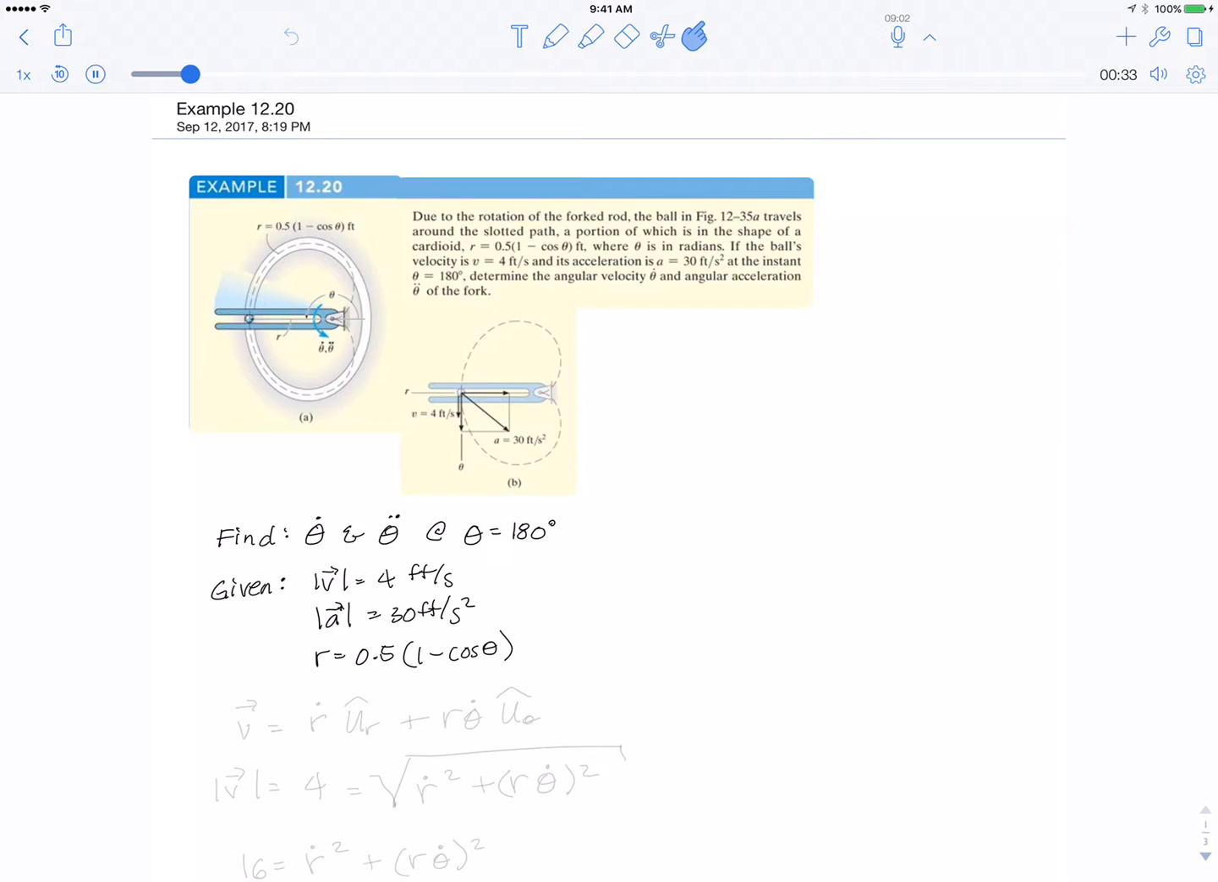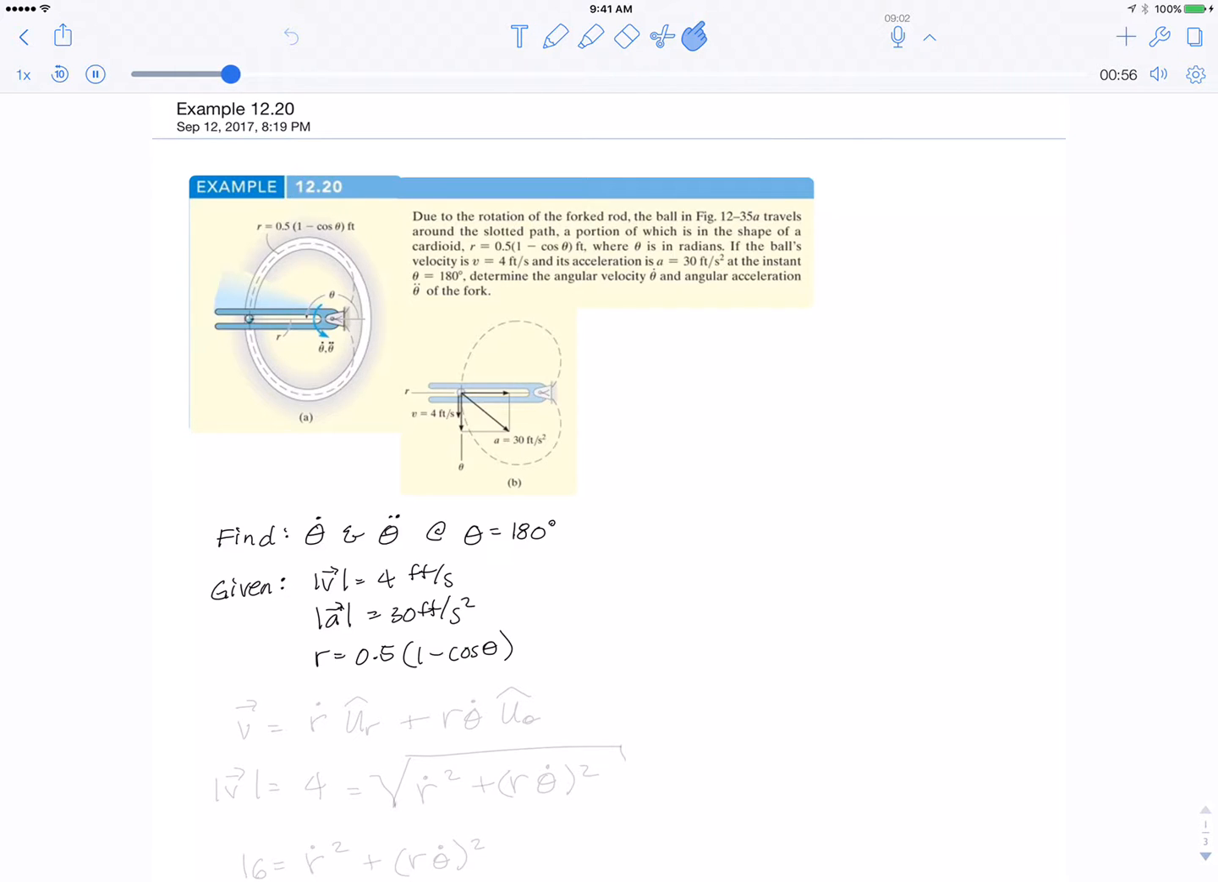This looks like it's going to be painful. I can see the strategy is we're going to get a v, which is a function of r's and thetas, theta dots, an acceleration, which is going to have r dots, r double dots, theta dot, and theta double dots. And we're going to do Pythagoras theorem, set the whole thing equal to 4, and hopefully we can back out what theta dot and theta double dot are.